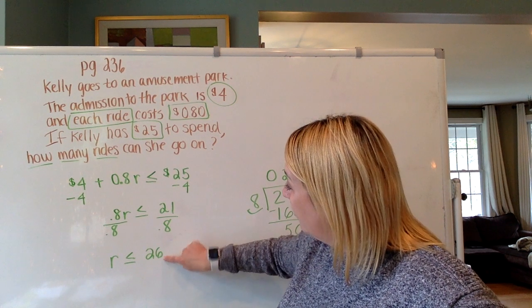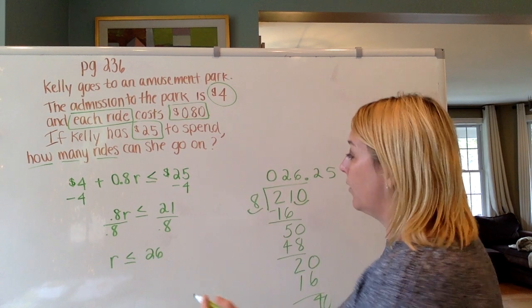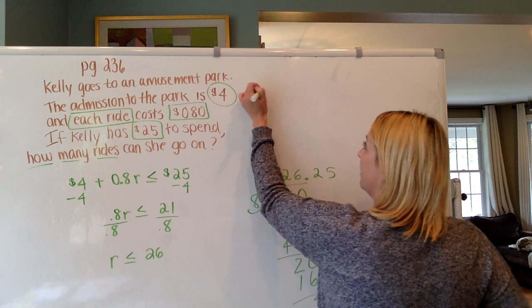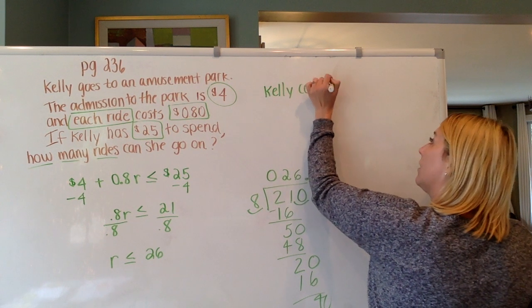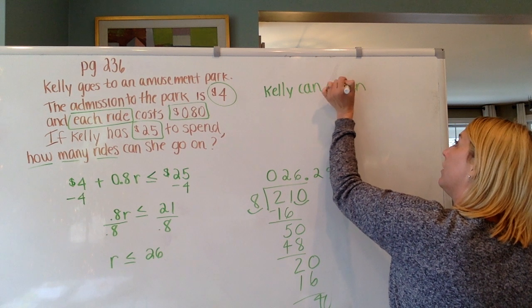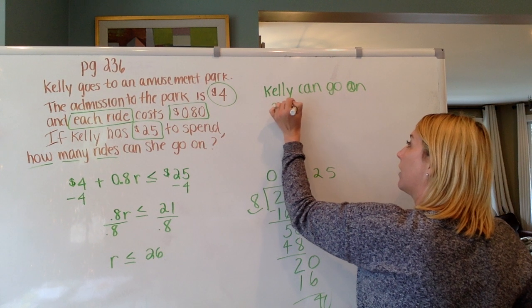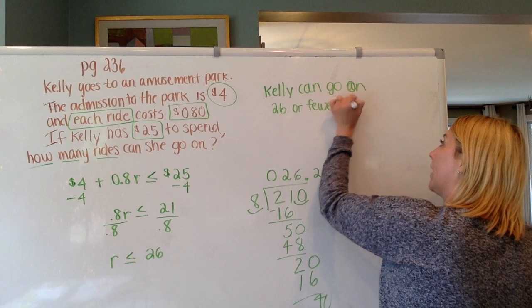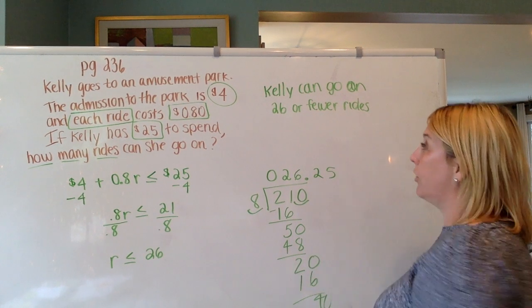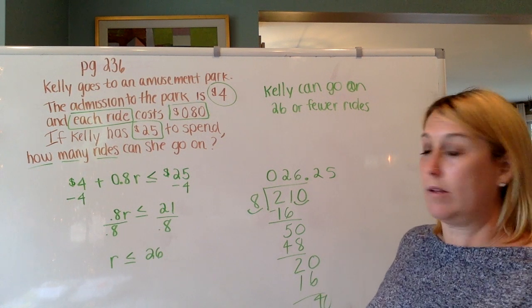So we're just going to get rid of that because the question says how many rides can she go on? So the answer is Kelly can go on 26 or fewer rides. Or you could have said she can go on 26 rides at maximum or at the most.